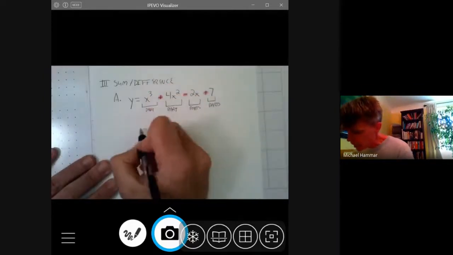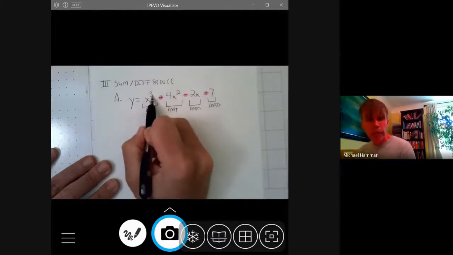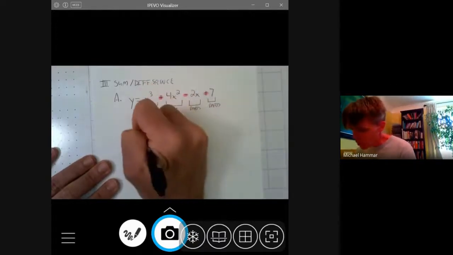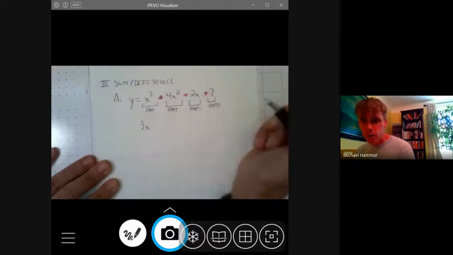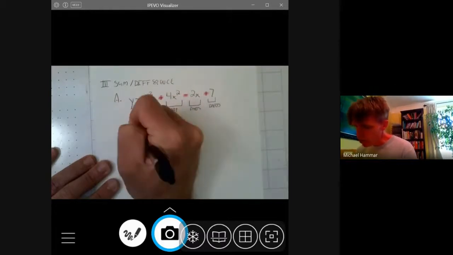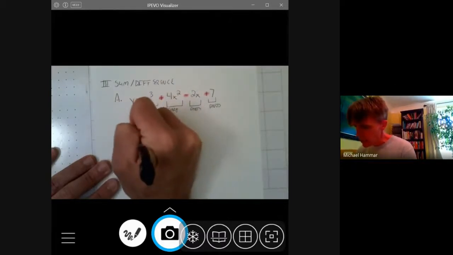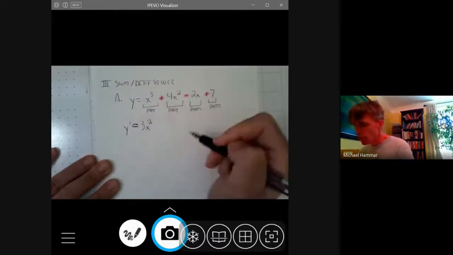So let's take a look at this one. Let's just look at the first part. X to the third, we apply the power rule. So we move the 3 to the front, x, and then you have to do 3 minus 1, which is 2. So the first part of this derivative is 3x squared.